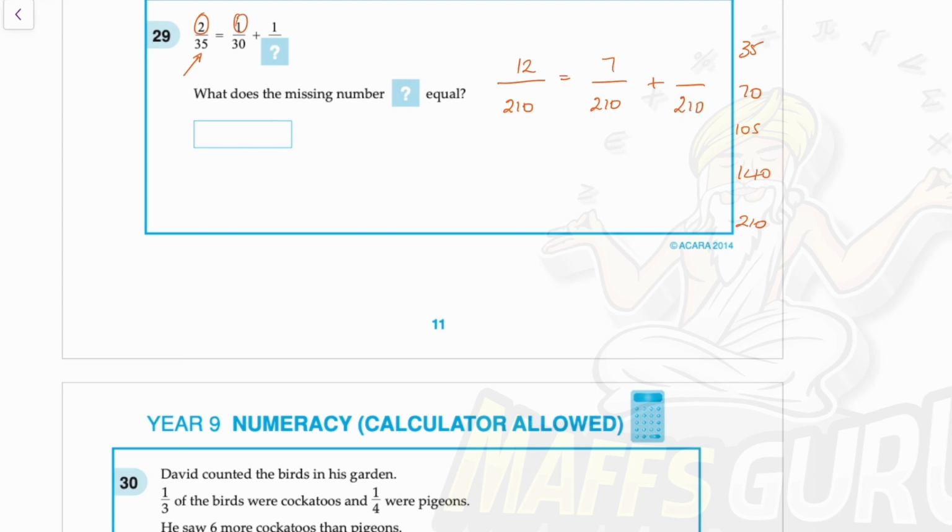Right, well, 7 plus what gives me 12? 7, 8, 9, 10, 11, 12. That's got to be 5 on 210. Can that cancel down? Yes, it can, because if you notice, we've got to make it a 1. At the moment, it's a 5. 5 into the 5 goes once. 5 into 210 goes 42 times. And there we go. So the missing number is 42.